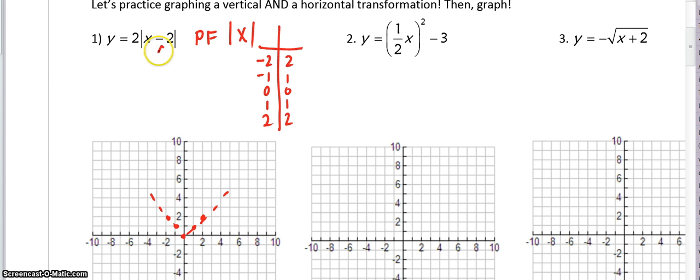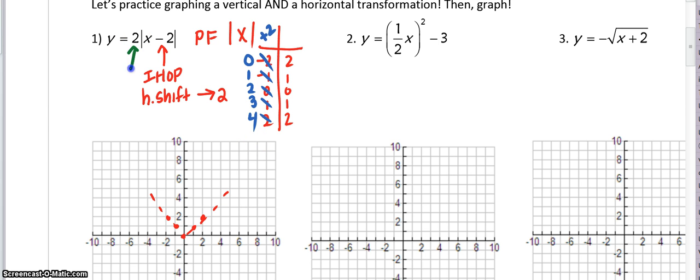Then I notice that there's a transformation on the inside. That's an IHOP, so it's a horizontal transformation. It's going to be a horizontal shift to the right 2 because we do the opposite of what it says. That would mean that I should add 2 to all of my x values. So I could go there and add 2 to each of these, and I get 0, 1, 2, 3, and 4.